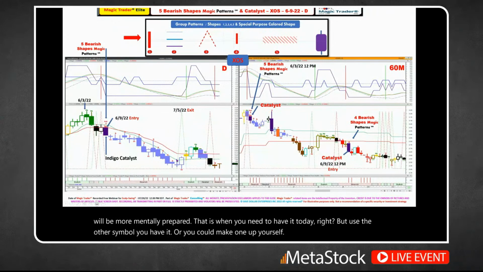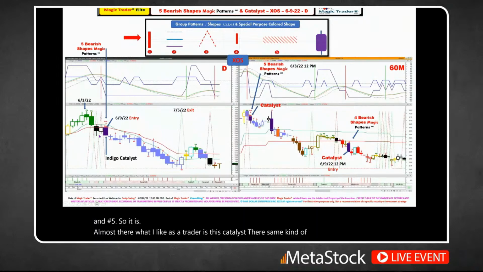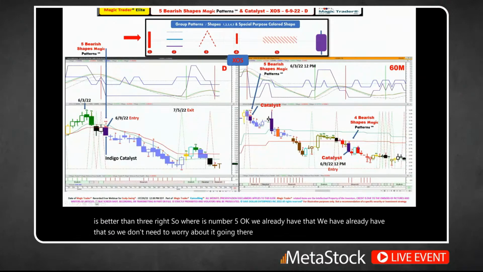All right, so this is the same thing that was happening on the 60 minutes. So this is the way number 4 here and number 5. So it is almost there. What I like as a trader is this catalyst there. Same kind of catalyst. Whoa, number 4 is fine. Number 4 is better than 3. So where is number 5? Okay, we already have that. So we don't need to worry about it. Go in there. And this was a little bit of profit taking, and then it started going down.